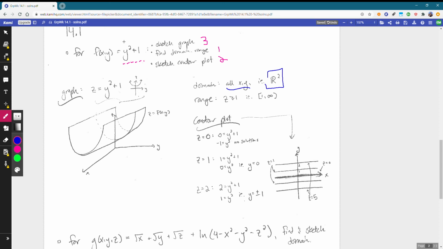For the range, y squared is always bigger than or equal to 0, and so plus 1, this is always bigger than or equal to 1. And we can get the z value of 1 if we plug in y equals 0. We'll see 1 as the output, and if we increase y as much as we want, we'll get any z value we want higher than that as well. So our range starts at z equals 1, and we can get anything past that as well. So that interval from 1 to infinity, or you can write that as z greater than or equal to 1.